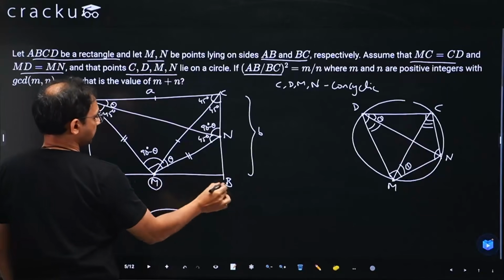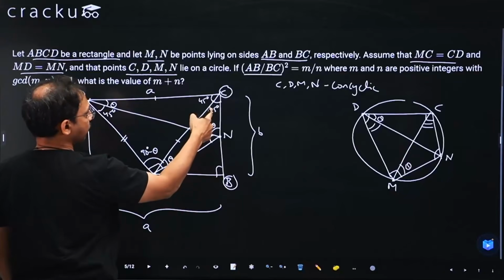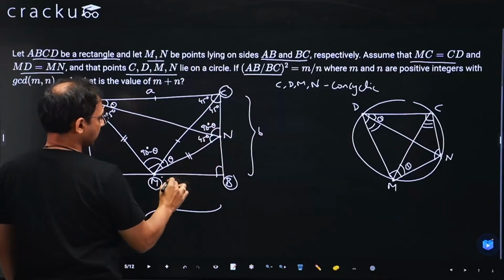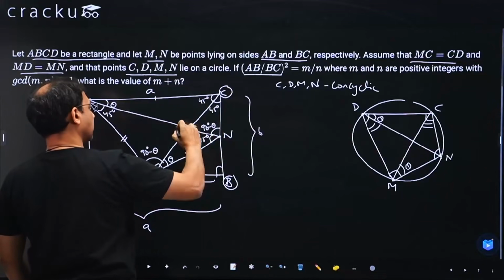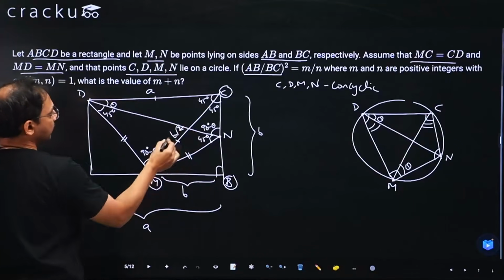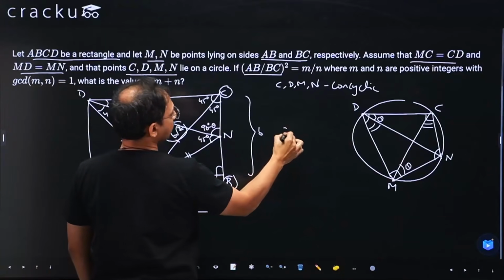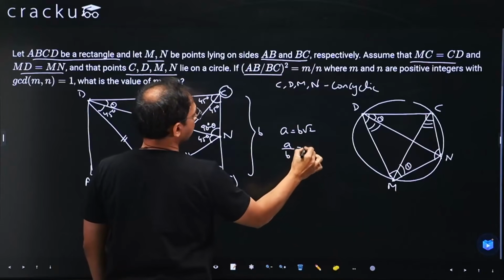Look at triangle MBN. See, this is a right angle triangle and I have 45 here. So it's a right angle isosceles triangle. So if this is B, this also will be B. So we have B here, we have B here. So this length will be B root 2. And it is given that this one and this one are one and the same. So we have A is equal to B root 2 or A by B is equal to root 2.